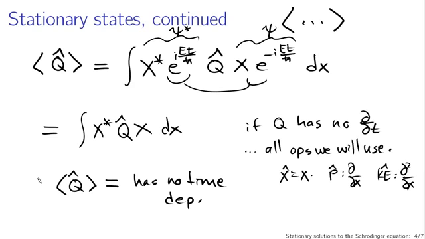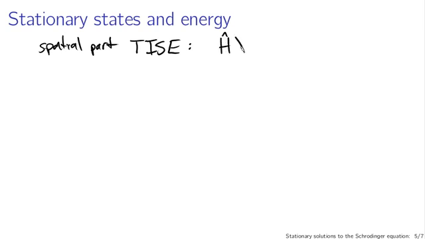The next topic I'd like to address is the energy of a stationary state, which also happens to have a very nice expression. The spatial part of the Schrodinger equation that resulted from our separation of variables was something I call the time-independent Schrodinger equation, which could be written simply as the Hamiltonian operator acting on the spatial part of the wave function was equal to the separation constant times the spatial part of the wave function.